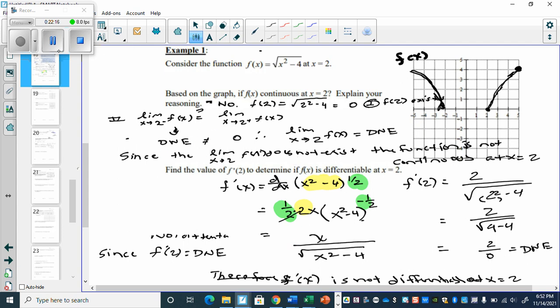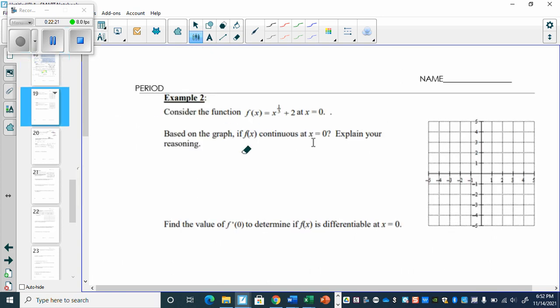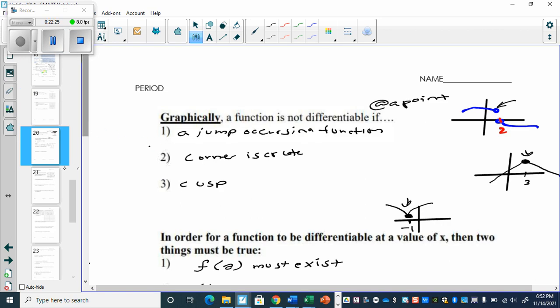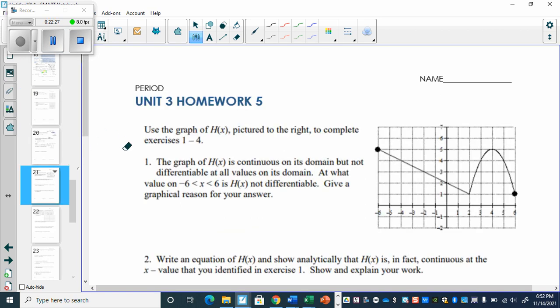So I hope that helps. Like I said, please, please, please do all this work. Make sure you do all these pages, take pictures of them, turn them in, because it's a part of your work. Lastly, do your homework, take pictures of it, and turn it in to Schoology. It's based on everything that we just did.